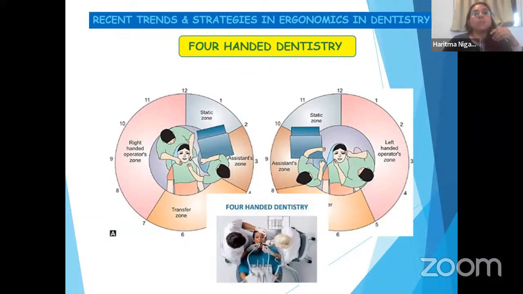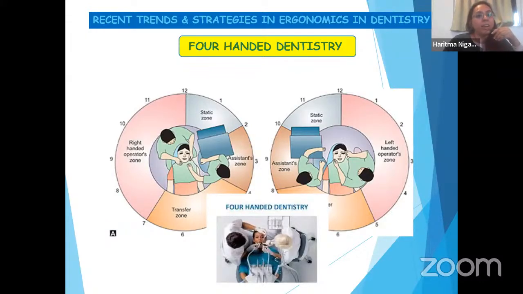There are some recent advances. First one is four-handed dentistry, which is usually practiced nowadays, and can differ for right-handed and left-handed people. It has been categorized into 4 main zones: your static zone, assistant zone, transfer zone, and operator zone, that is the clinician zone. For a right-handed clinician, it should be between the 7 o'clock and 12 o'clock position, whereas for a left-handed clinician, it should be between the 12 and 5 o'clock position.